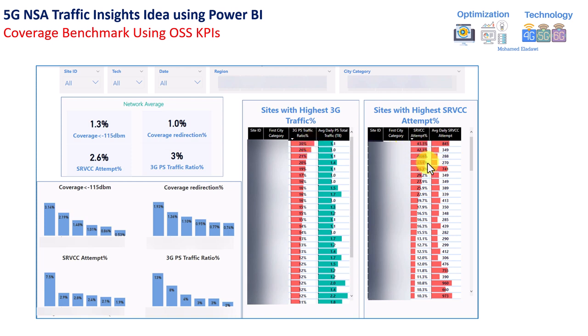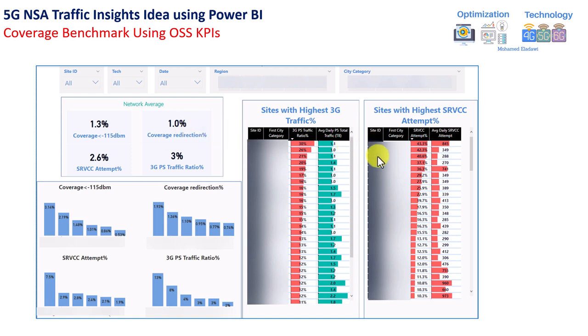And here, for example, the right figure as well, confirming part of the SRC attempt, we found that some of the sites were generating an SRC attempt percentage of 43%, which means 40% of the calls are being redirected to 3G through SRC. This is also indicating that you have a problem, either configuration or parameters or tilting and power and so on. If you fix these issues, you can see a very good traffic increase, either in the 4G and 5G network. And the same example was done for the coverage redirection as well.